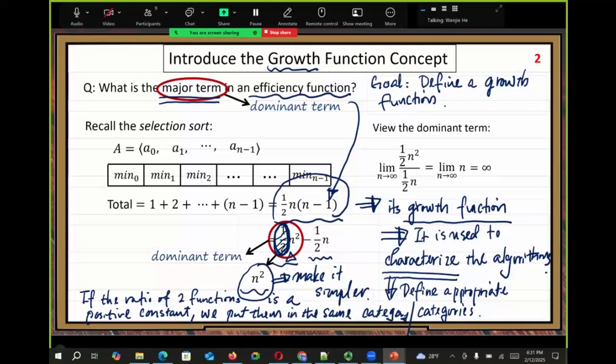And this n squared is a simple form. This n squared is used as the representative of that category. Okay, because it's so simple. So this is used as a good representative of the category.